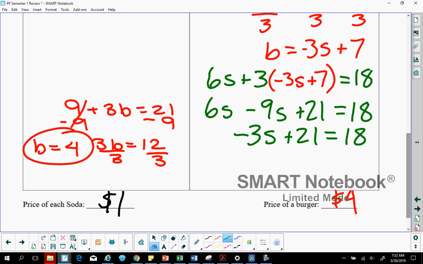Now what? Subtract 21. Last step. 5. You're gonna see that this is a lot more writing and work than elimination. But if it gets you the answer, you still got the same answer. The price of the soda is $1.